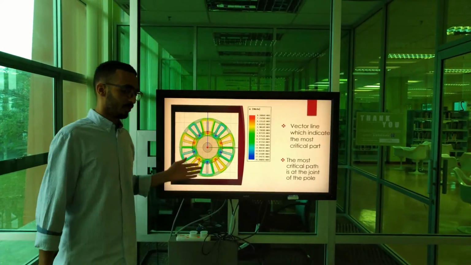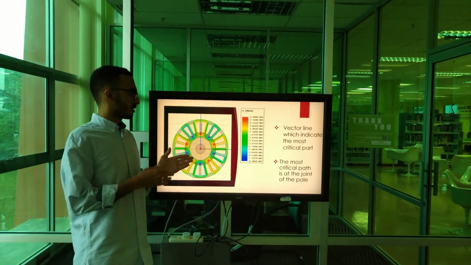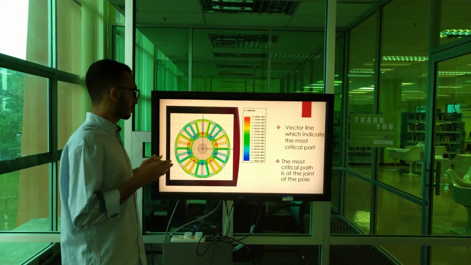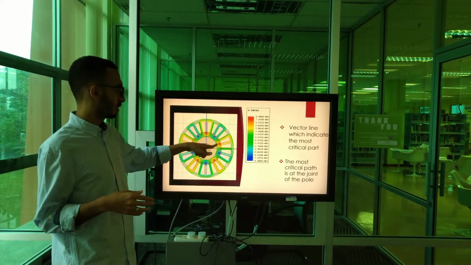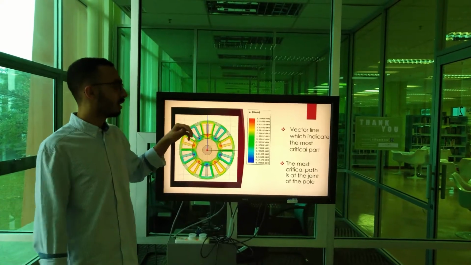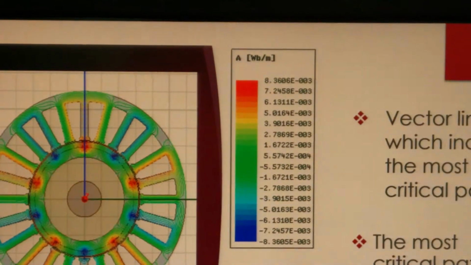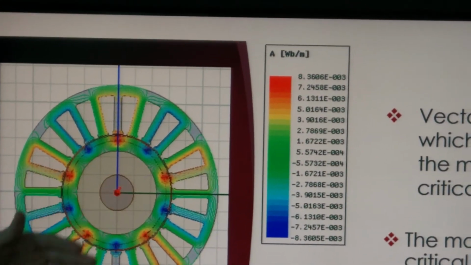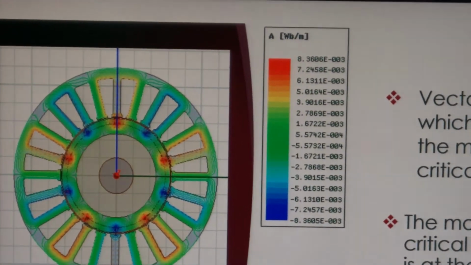Next, I'm going to present the vector line. This is the result of the vector line, which indicates the most critical part. The most critical part is at the joint of the pole, which is the red one. The maximum value we get is 8.3608 milli, and the negative value is 8.3605 milli.